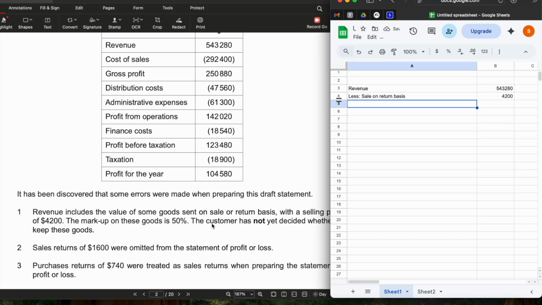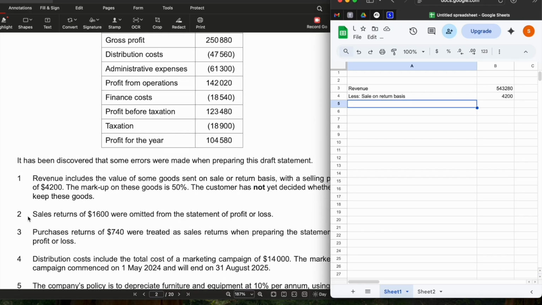There's a second part of it. We'll do it when we do the cost of sales calculation. Number 2, sales return of 1,600 were omitted. So this is the sales return, so it will decrease your overall sales. So sales return is 1,600, minus 1,600. Forgot this one, minus 4,200.